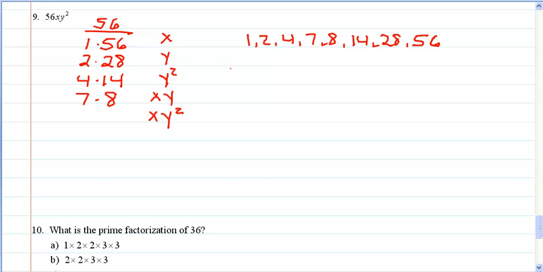And then I take all combinations with the variables. So I had x only, y squared was y and y squared, but then also combinations of x and y squared. So my next row, I'll have all of these numbers above with an x. So these just take a long time, and if the number was higher than 56, like 144 that we had earlier, then this list would have been even longer.